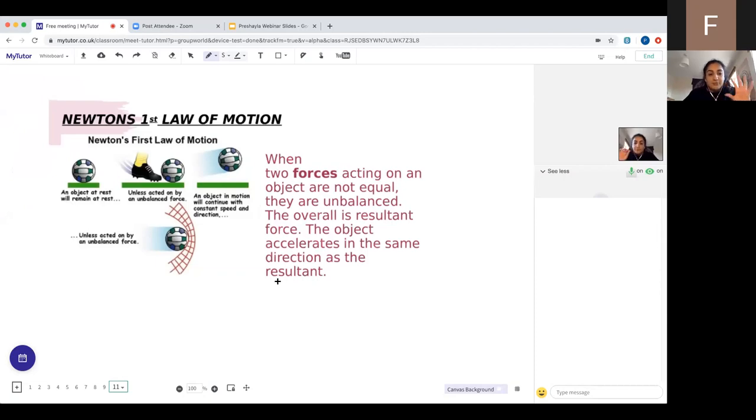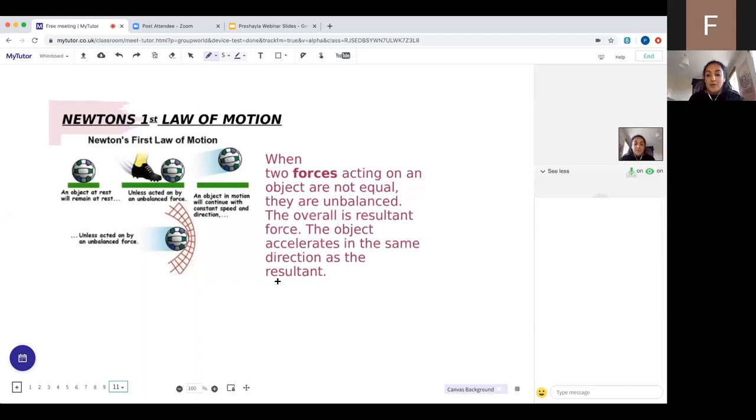So an object at rest stays at rest unless we kick it. Unless we put some kind of force onto that ball, it stays there. It's the same with anything. You put your paper on the table, you put your pen on the table, it stays there unless you move it. That's all Newton's law is saying.